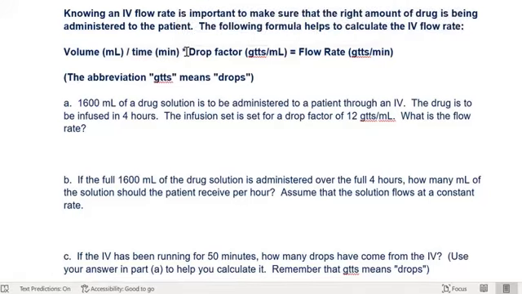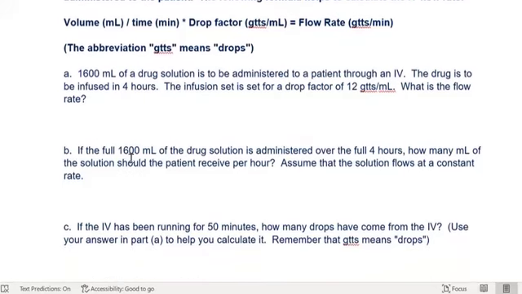And then you can multiply by the drop factor, and that would be the flow rate. Just to make sure that if you change your time unit from minutes to hours, you would change this to hours as well, right? So those units are key when checking your answer to see if it makes sense.